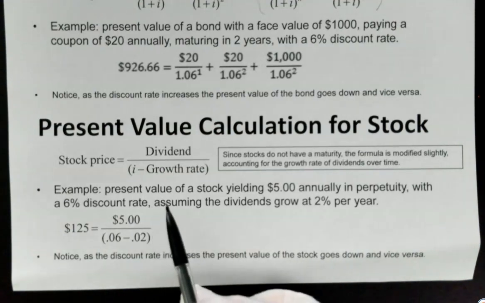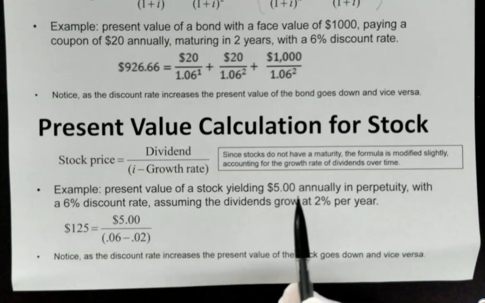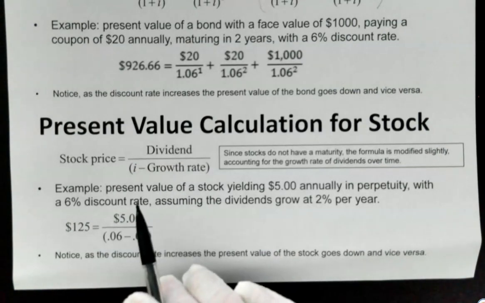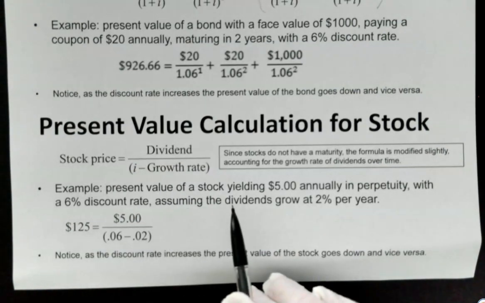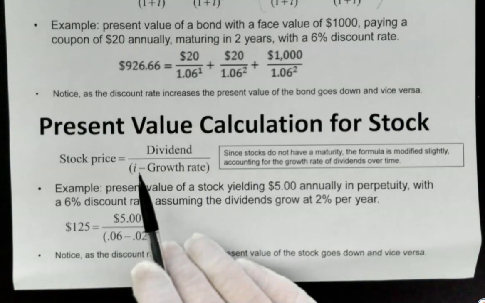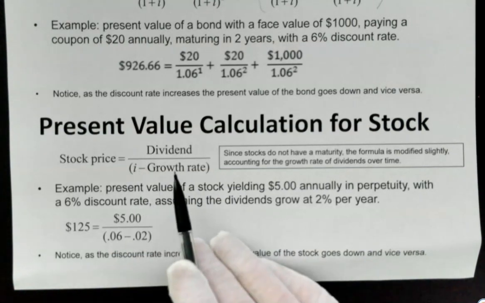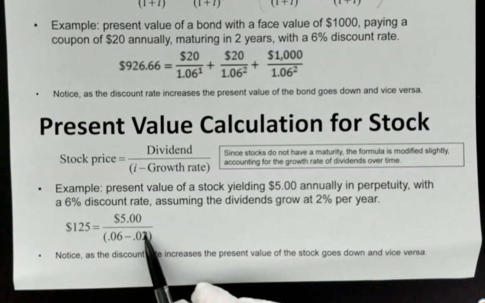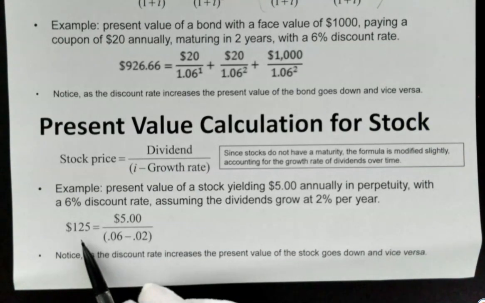That said, we plug in the numbers. We know that this stock pays $5 a year annually in perpetuity. So that's the dividend, that's $5. We then plug in the discount rate, which is 6%, 0.06. And then we subtract the growth rate of dividends at 2% here. And that gives us 125. That means that this stock is valued in present terms at $125.